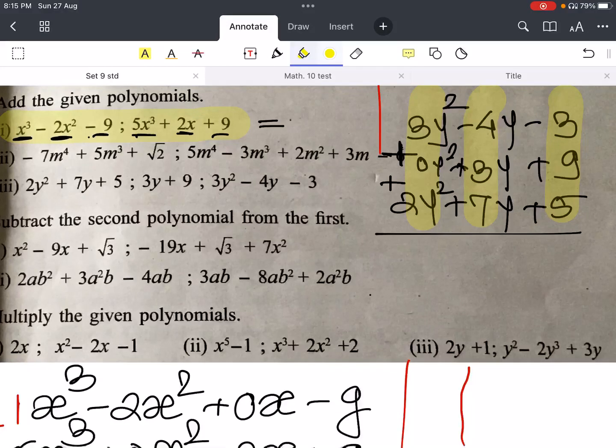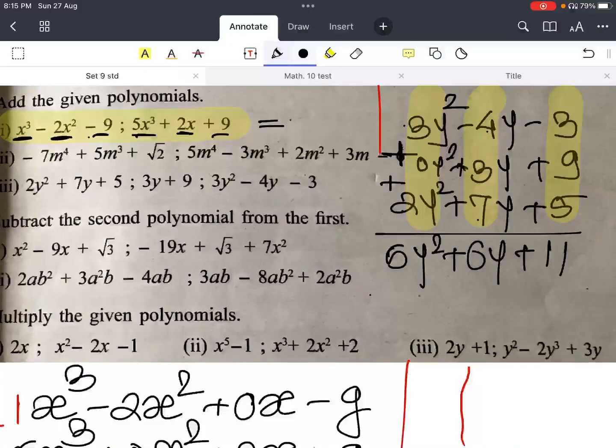So 9 plus 5, 9, 10, 14, 14 minus 3, 14 minus 3 is 11. Next one, 7 minus 4, 3, 3 plus 3, 6. So therefore plus 6y. Next one, 3 plus 2, 5y square. So for this third case, your answer is 5y square plus 6y plus 11.